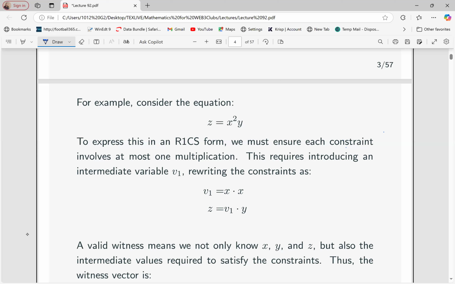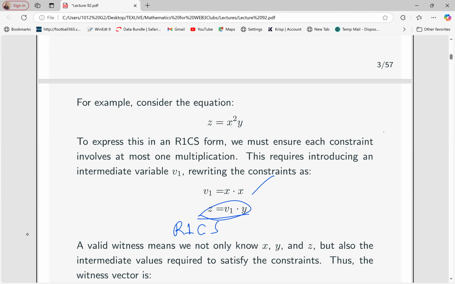If you're given an arithmetic circuit, you want to have a rank 1 constraint system, and for you to have that, you have to ensure that you have only one multiplication. It doesn't matter the number of additions you have, but for multiplication, it must only be one. So where there are several multiplications you are trying to maneuver around, there could be several.